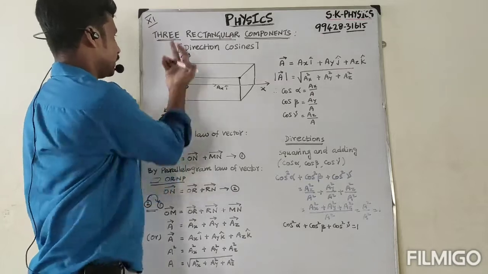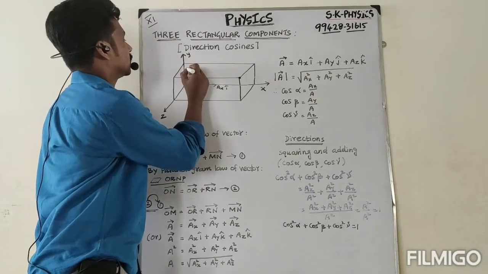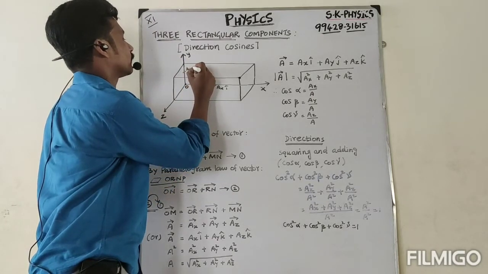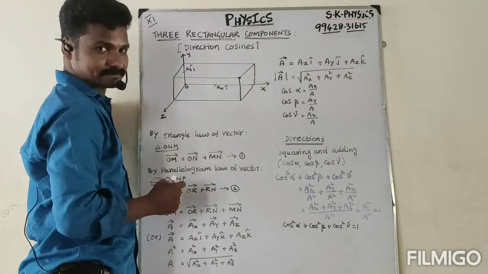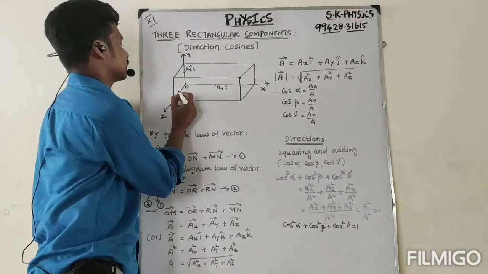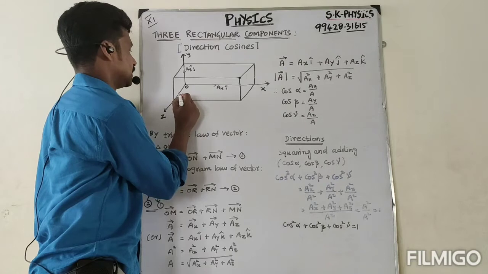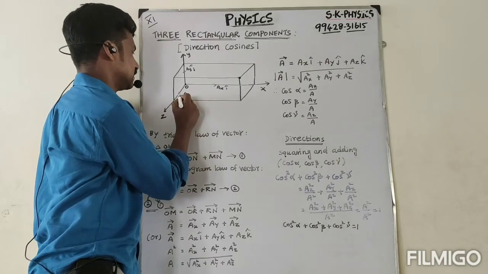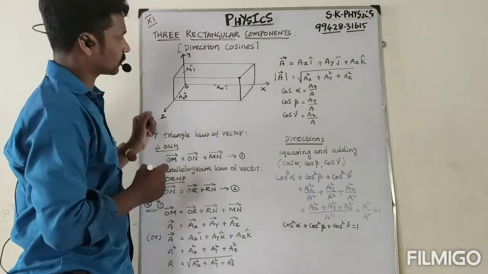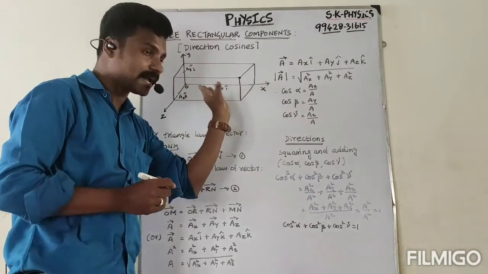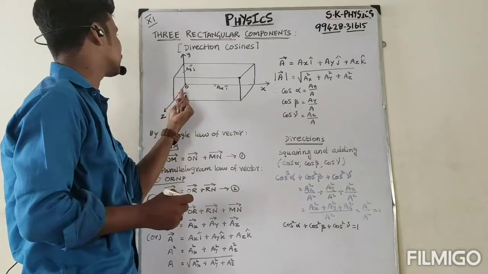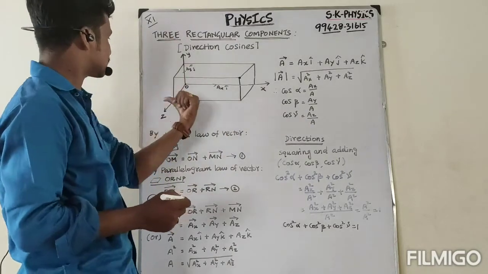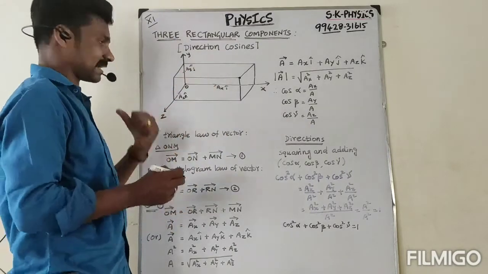Like that, the y-axis value is y, that is j cap. Then the z-axis magnitude value is z, that is k cap. Okay, this is the value only along the x-axis. This is the value only along the y-axis. This is the value only along the z-axis.